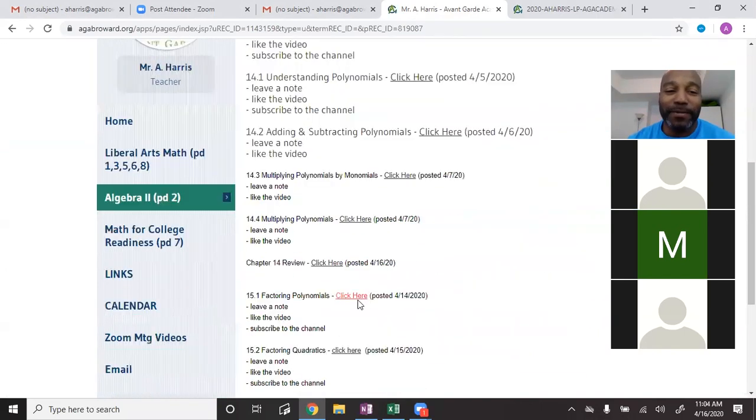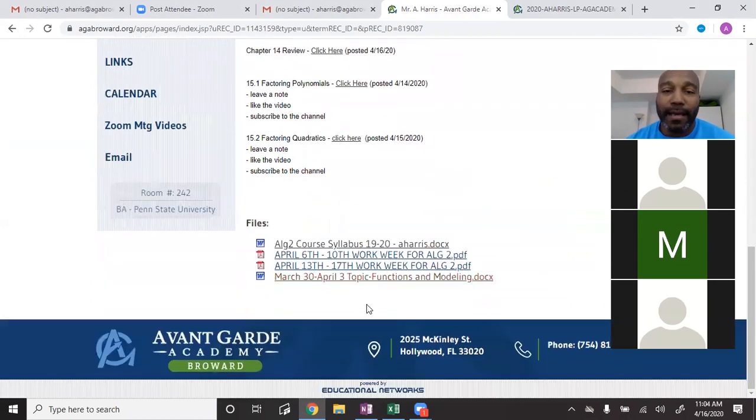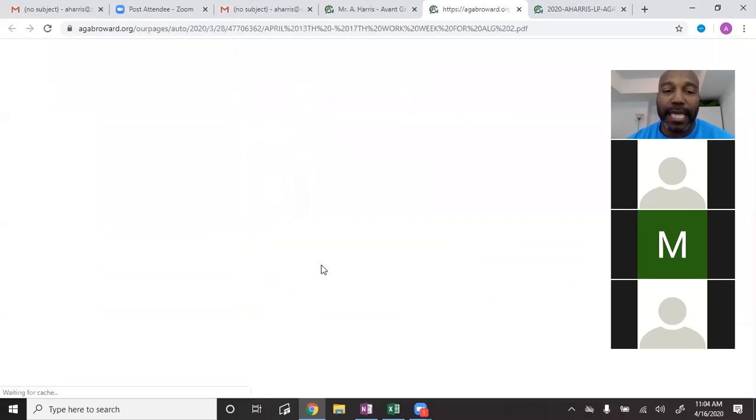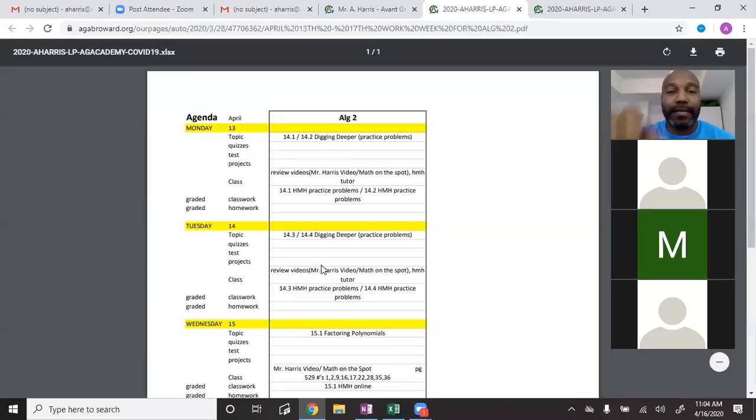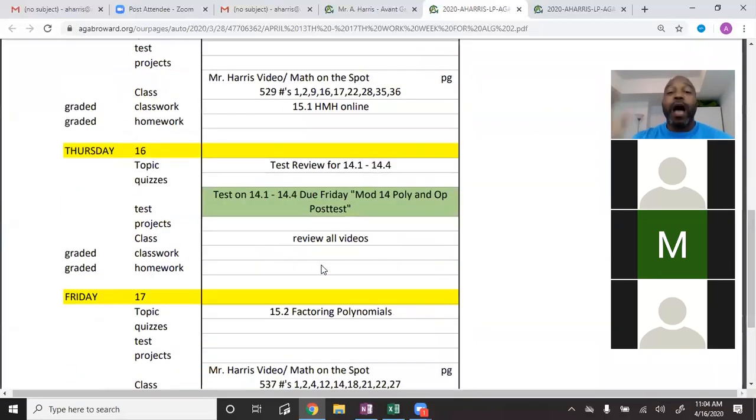So Algebra 2, I have 15.3 done. I'm going to post that as soon as it gets done rasterizing. And let's see what Algebra 2 has. What does Algebra 2 have on the Thursday? It's a test. Oh my goodness. So module 14, polynomials and operations of polynomials post-test. So that's the name that's in HMH. Make sure you do the review.